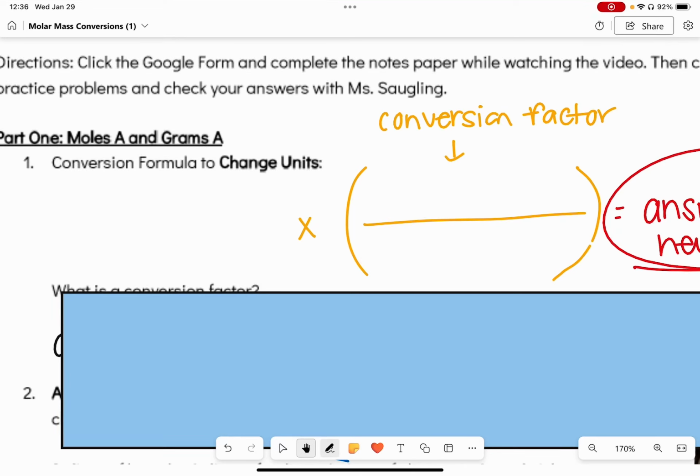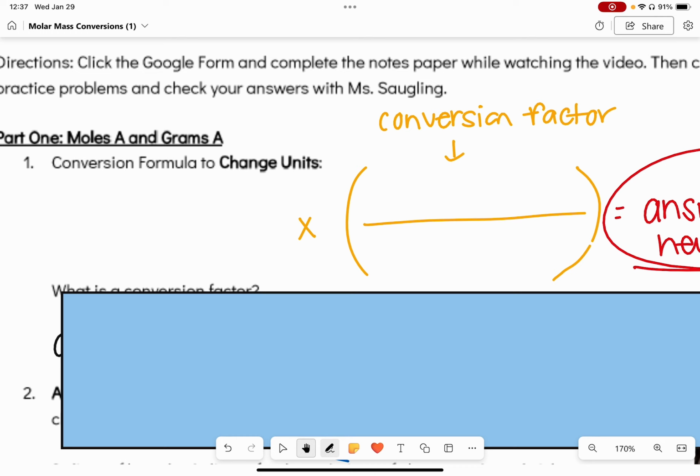In this video, we're going to look at how to change between moles and grams of a substance using a conversion formula. As I take notes on the screen, it'll match the notes on your paper, so you are going to copy them down. At some points, I will ask you to hit pause and try a problem yourself, and then once you're finished, you can hit play. There are some questions in here where you will try it on your paper and answer in the Google form. So you have to pay attention to what I am saying, and make sure you get all the information down.